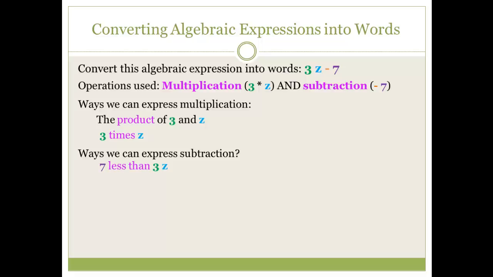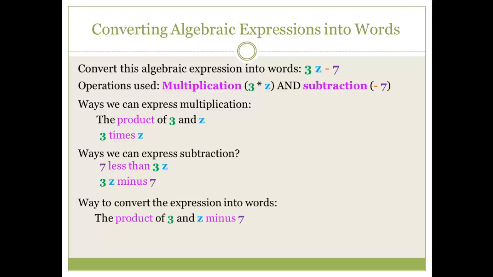You can also write it exactly how it looks from left to right, 3z minus 7. You can then combine the multiplication and subtraction parts by saying the product of 3 and z minus 7. You can also say 7 less than 3 times z, or 7 less than the product of 3 and z.